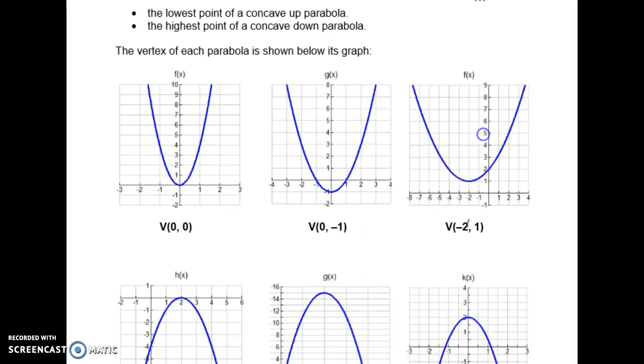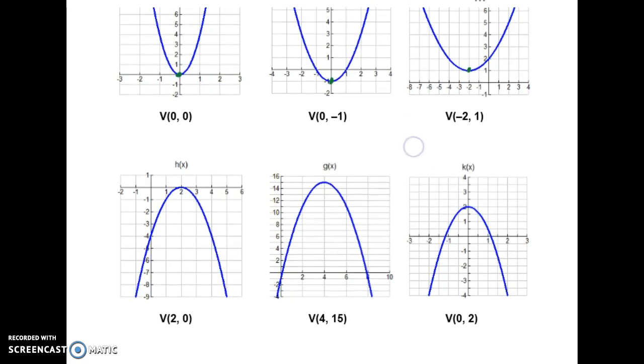So the other part of what we're looking at today is called the vertex of a parabola. The vertex of the parabola is either going to be at the high point or the low point of the graph, and it's an ordered pair. So for instance, on these graphs here, we have a vertex at this point down here, which is at (0, 0). This point here, which is at (0, -1). Here at (-2, 1). Or the down graphs of (2, 0), (4, 15), (0, 2), and so on and so forth.